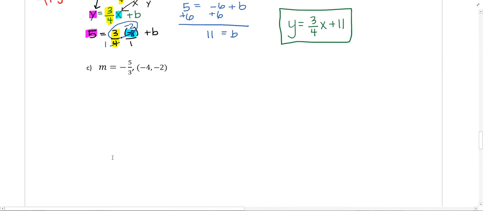Let's go ahead and try one more. This one is going to be a little bit more challenging because of fractions, but at least get it started. So give it a try.